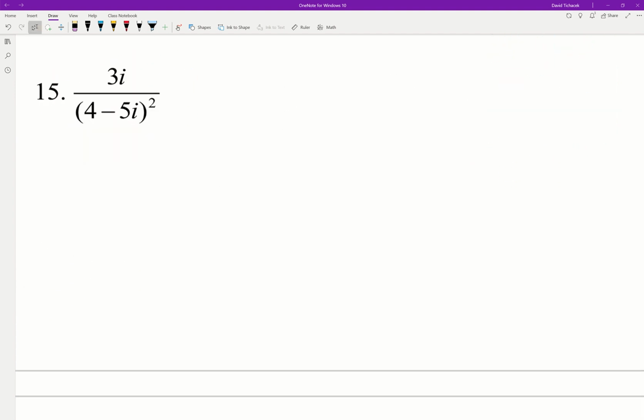Okay, and number 15, this will be the last example of this type that we do here in this video. We are going to go ahead and square that complex number in the denominator. Now, one thing I never want to see anybody doing is distributing that exponent of 2 to everything inside, because we don't have two separate things in the denominator. We have one thing in the denominator, and namely that one thing is the difference between these numbers.